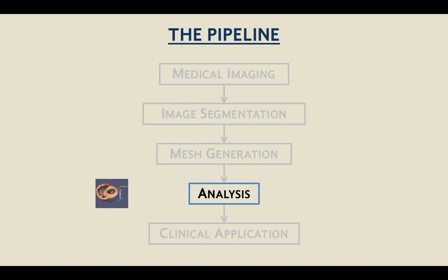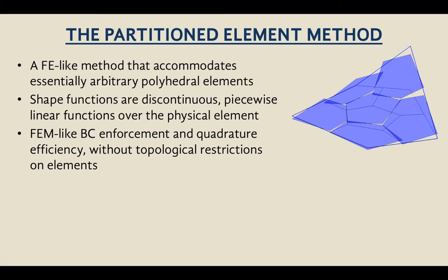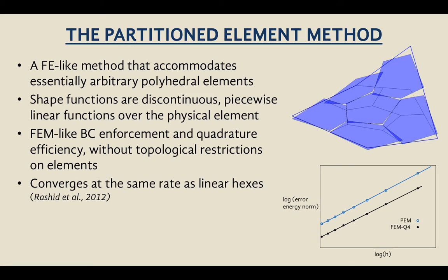So now we need to talk about how we're going to handle these polyhedral elements, right? Because conventional finite elements require a mapping to a parent element space, and that's why we typically stick to tetrahedral and hexahedral elements. So I'll discuss briefly the partitioned element method, which is the polyhedral finite element method, for which shape functions are discontinuous piecewise linear functions over a physical element. And we enjoy finite element-like boundary condition enforcement and quadrature efficiency, like I said, without the topological restrictions on the element shape. And most importantly, it converges at the same rate as linear hexes.